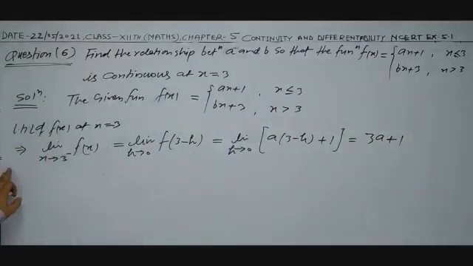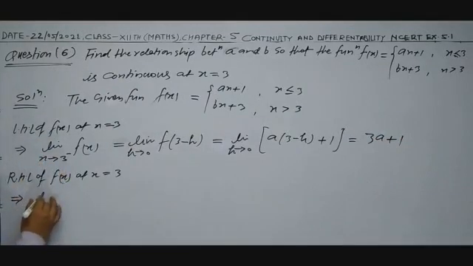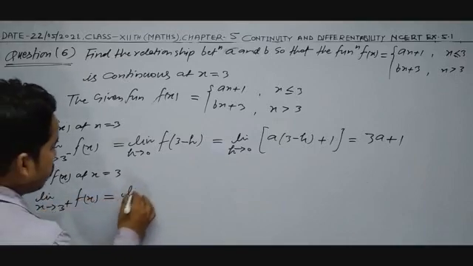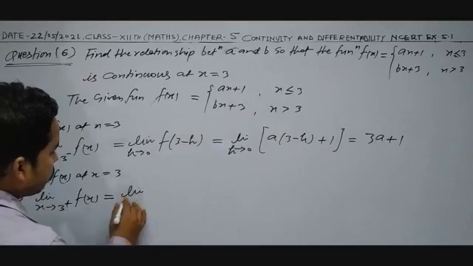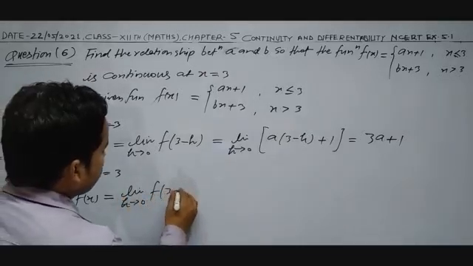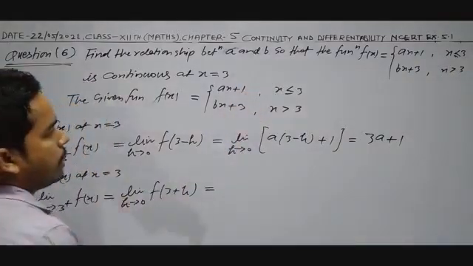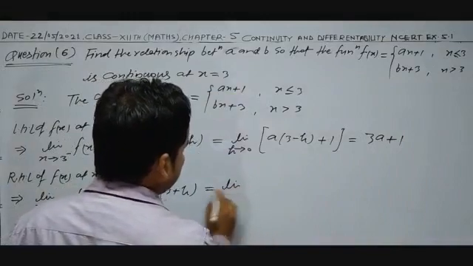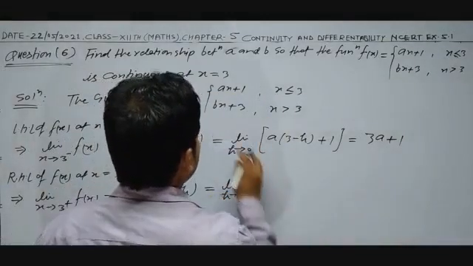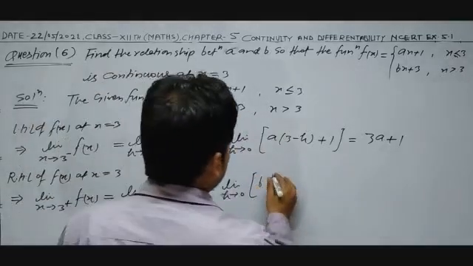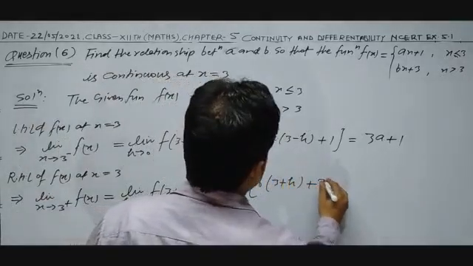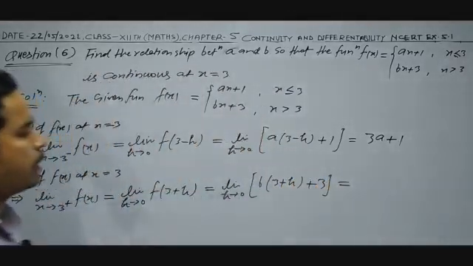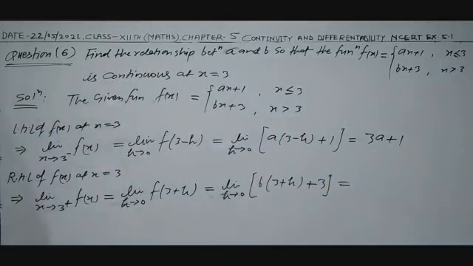Similarly, RHL of the function at x equal to 3 implies limit as x tends to 3 plus of f(x) equals limit as h tends to 0 of f(3 plus h). The function is for greater than 3, so limit as h tends to 0 of f(3 plus h) means b times (3 plus h) plus 3, and this result will be 3b plus 3.